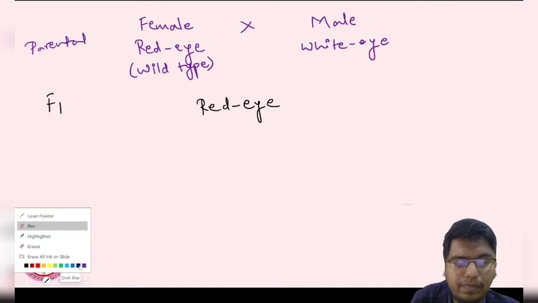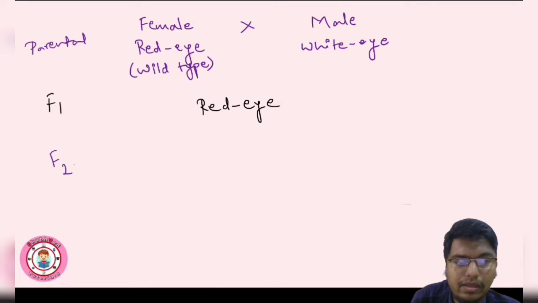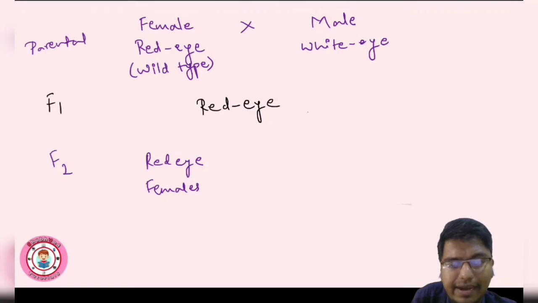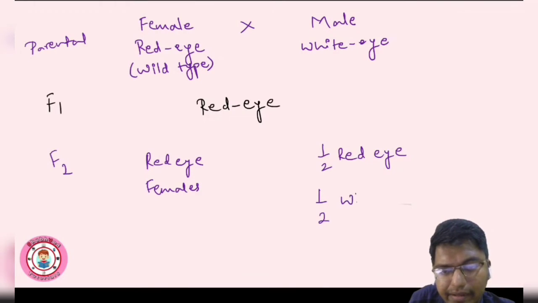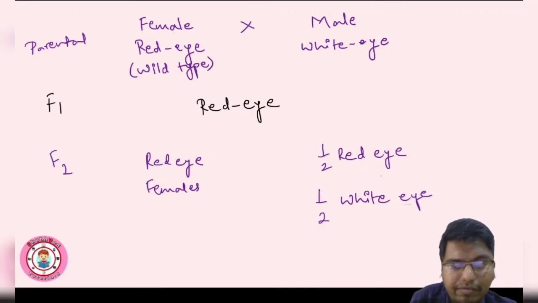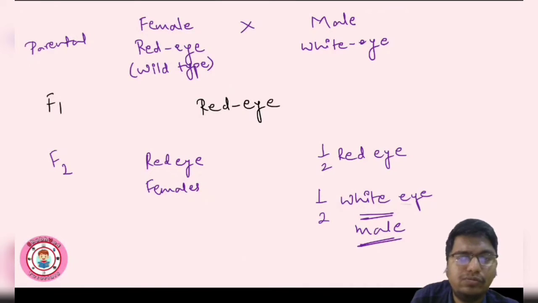And in F2, first of all, red eye females. Okay, we know how F2 is obtained. Cross between F1, that is red eye female as well as red eye male, right? So this is red eye females, and then we will get half red eye and half white eye. Okay, half red eye and half white eye. So the white eye phenotype we got was only for males. Okay, so white eye was observed in only males.